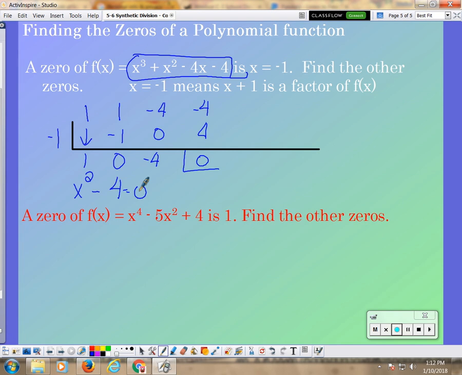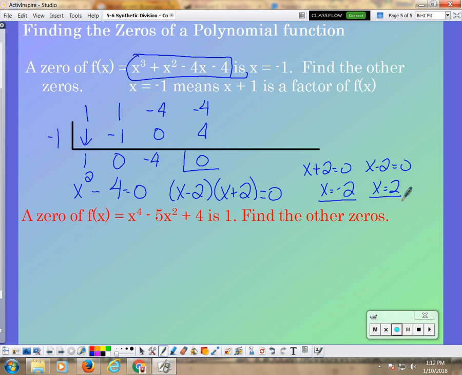Now remember, we have to set this equal to 0, and I have to factor that into x plus 2 and x minus 2, because I recognize that that's a perfect square problem. Because, you know, what are the factors of 4 that when I subtract them gives me 0 as that middle term. So I set each of my factors equal to 0. I solve them. So I have negative 2 as a 0, 2 as a 0, and this negative 1 as a 0 because they gave that one to me. My 3 zeros, 3 answers for a cubic.